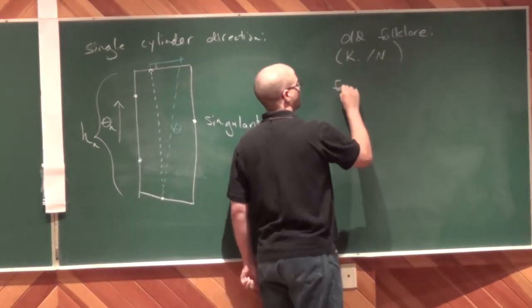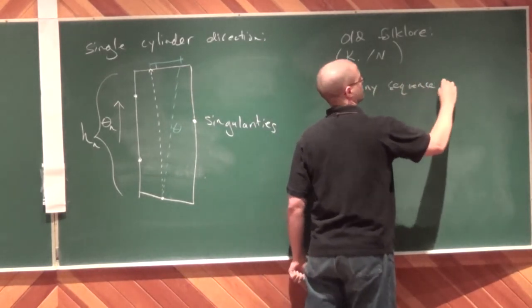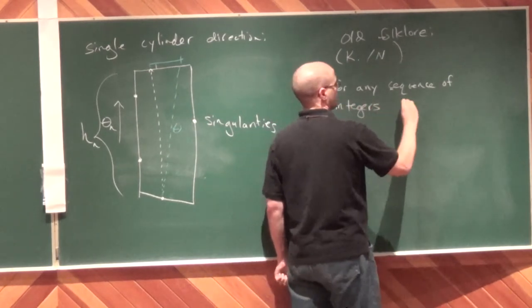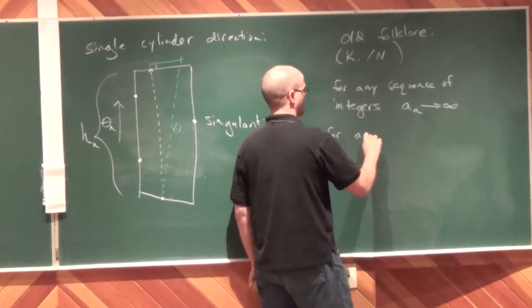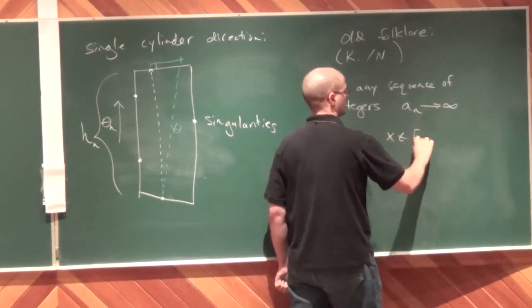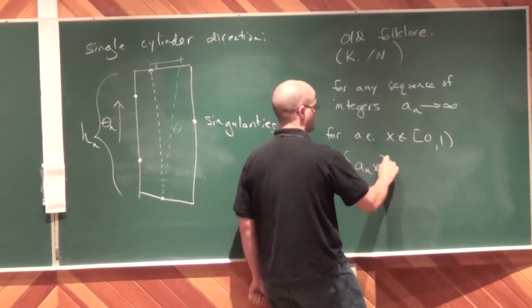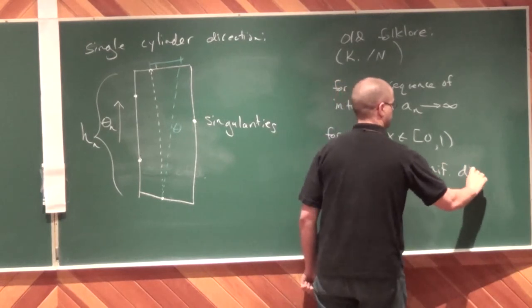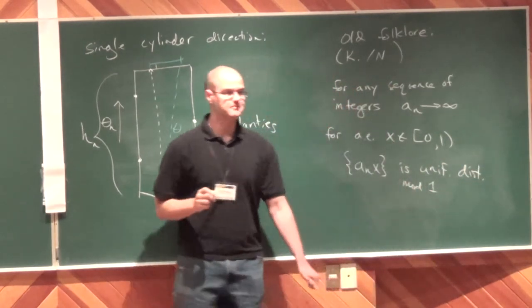So for any sequence of integers, I'm not even sure integers is necessary, but we'll go with it, let's say a_n going to infinity. For almost every x in [0,1], the sequence of fractional parts a_n x is uniformly distributed mod 1.